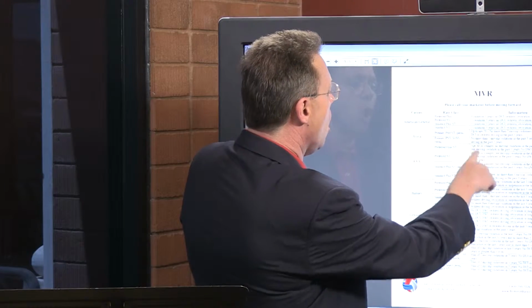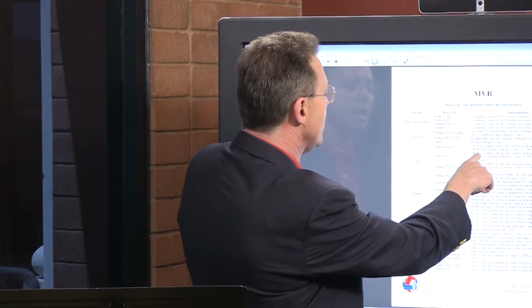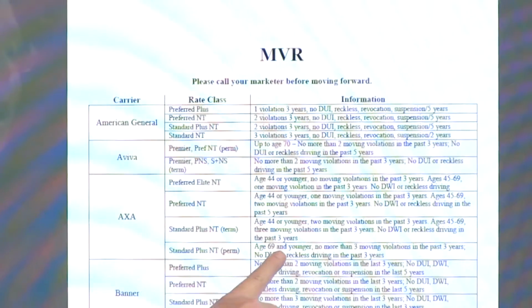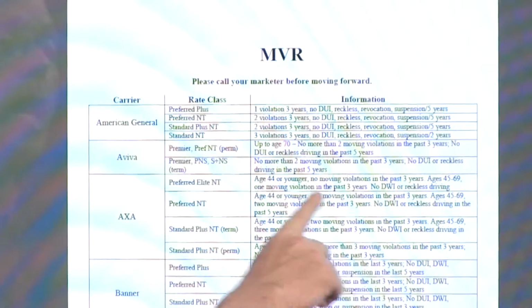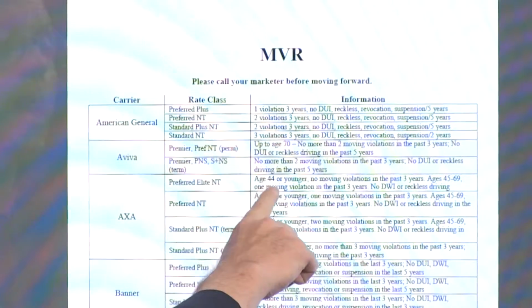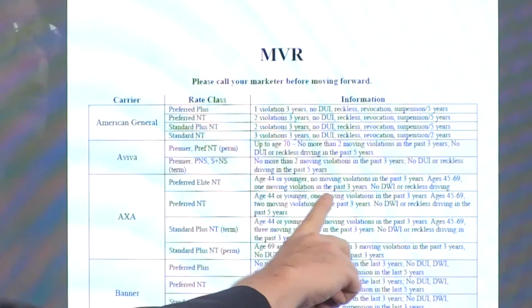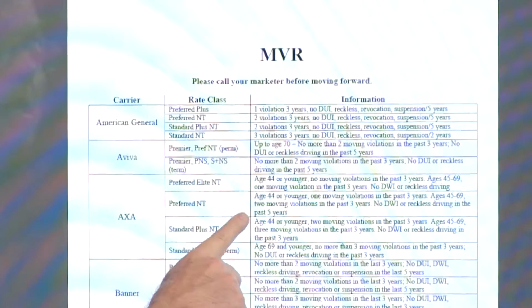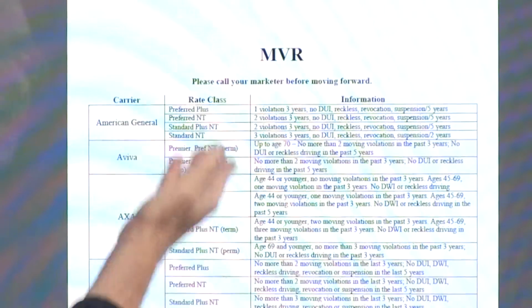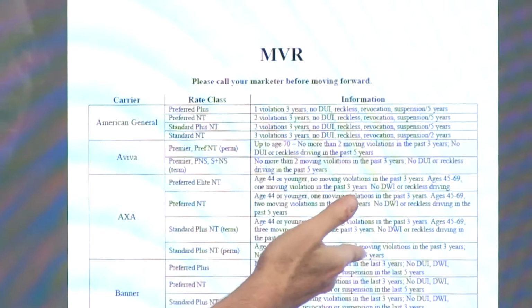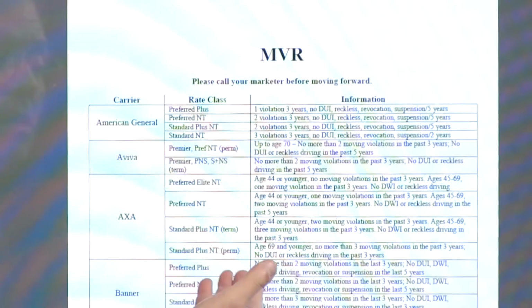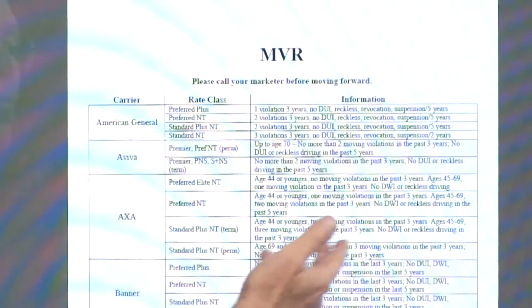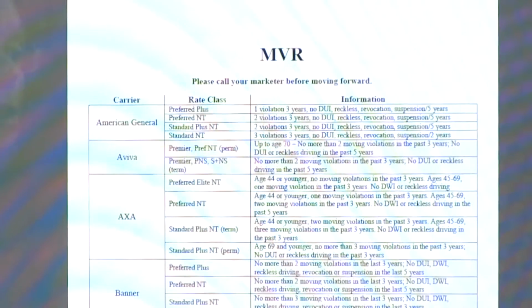Preferred elite, they're all age 44 or younger in these 3 examples, except for the last one, age 69 or younger. So my first 3 is age 44, no moving violations in the last 3 years, and 1 moving violation in the last, no DUIs or reckless, and then it goes to preferred non-tobacco. It starts to add different categories as you go down. They become tighter, or more benevolent. So by the time you get down to standard non-tobacco, standard plus non-tobacco, the age is higher. The moving violations could be up to 3 in the last 3 years, but you still can't have any DUI or reckless driving in your record.